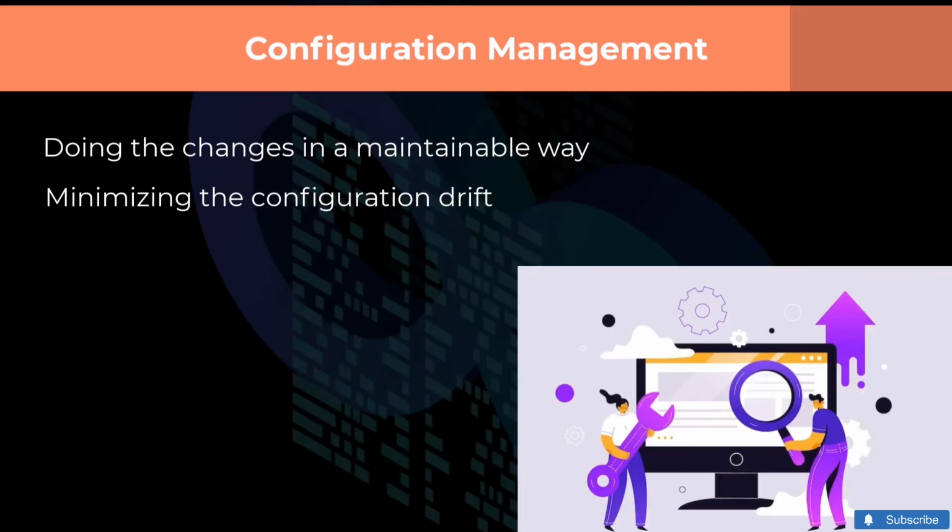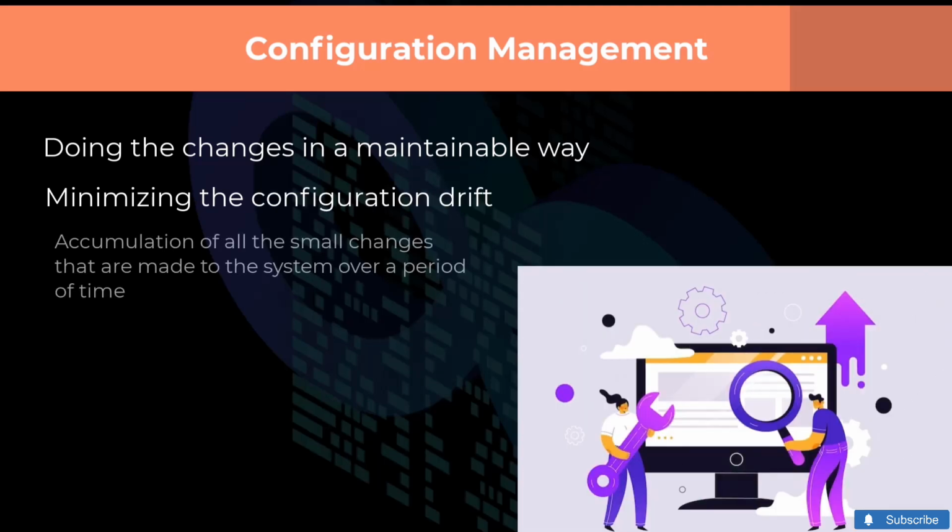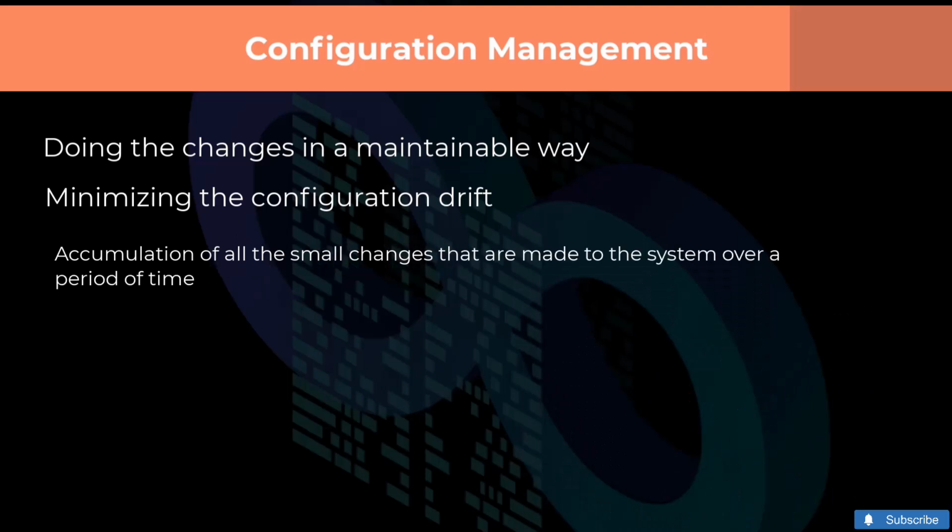Now, what is configuration drift? Configuration drift is the accumulation of all the small changes that are made to the system over a period of time, and it may cause those systems to become different from one another. When you started with your IT infrastructure, you might have thought about the baseline of the infrastructure components. But over a period of time, there will be several administrators working on it. That means the build numbers, the minor versions, the major versions may change, and hence they may drift away from what we originally thought.